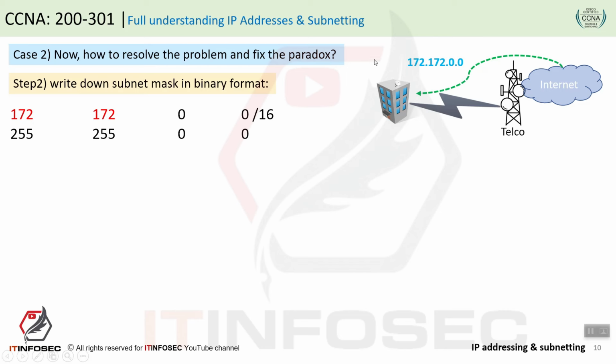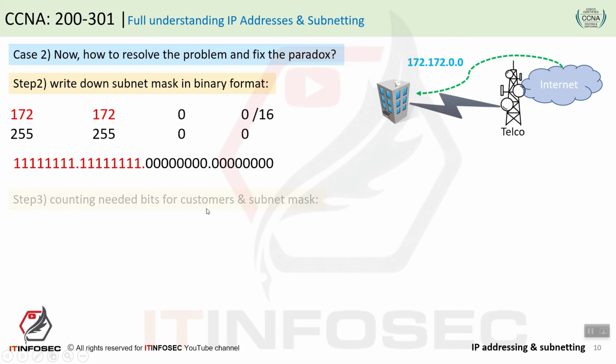What's our IP address? 172.172.0.0, okay? This is 172.172.0.0/16, with subnet mask 255.255.0.0. Well, /16 means 16 bits that have the value 1: 8 bits dot 8 bits dot 0 dot 0.